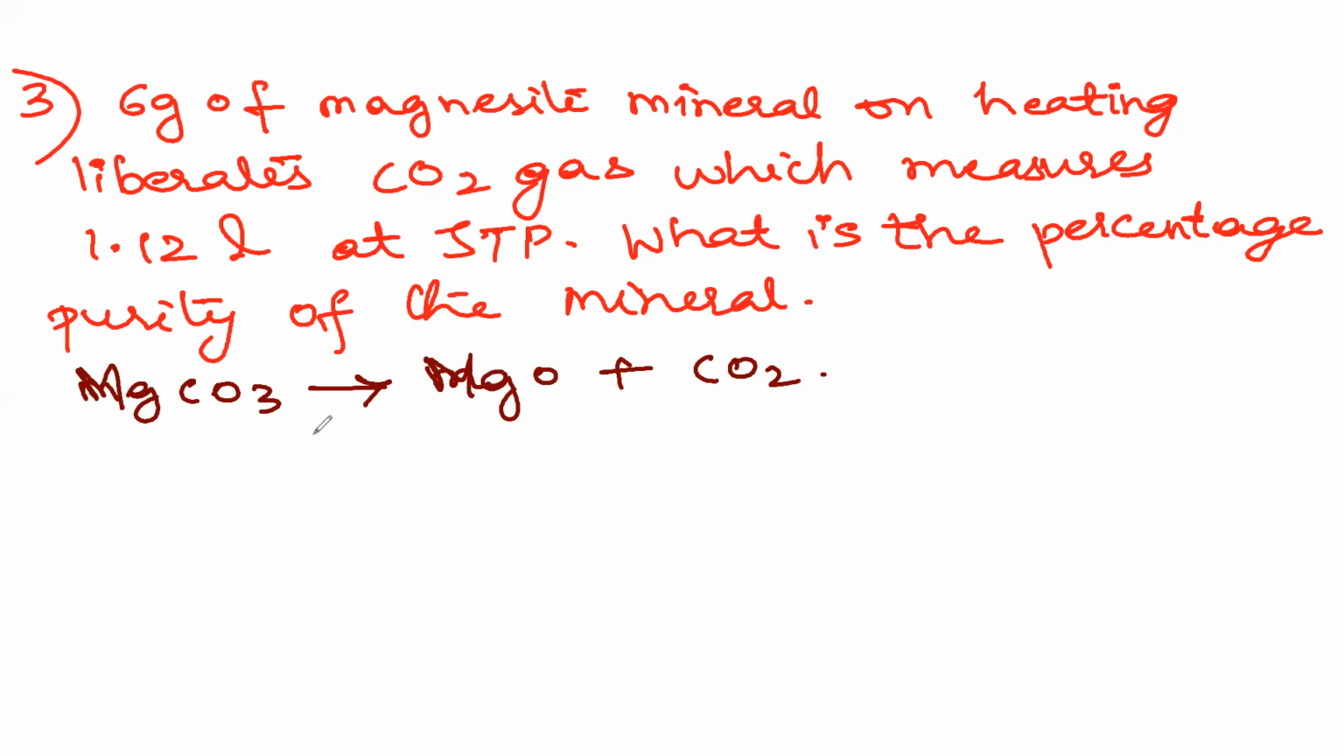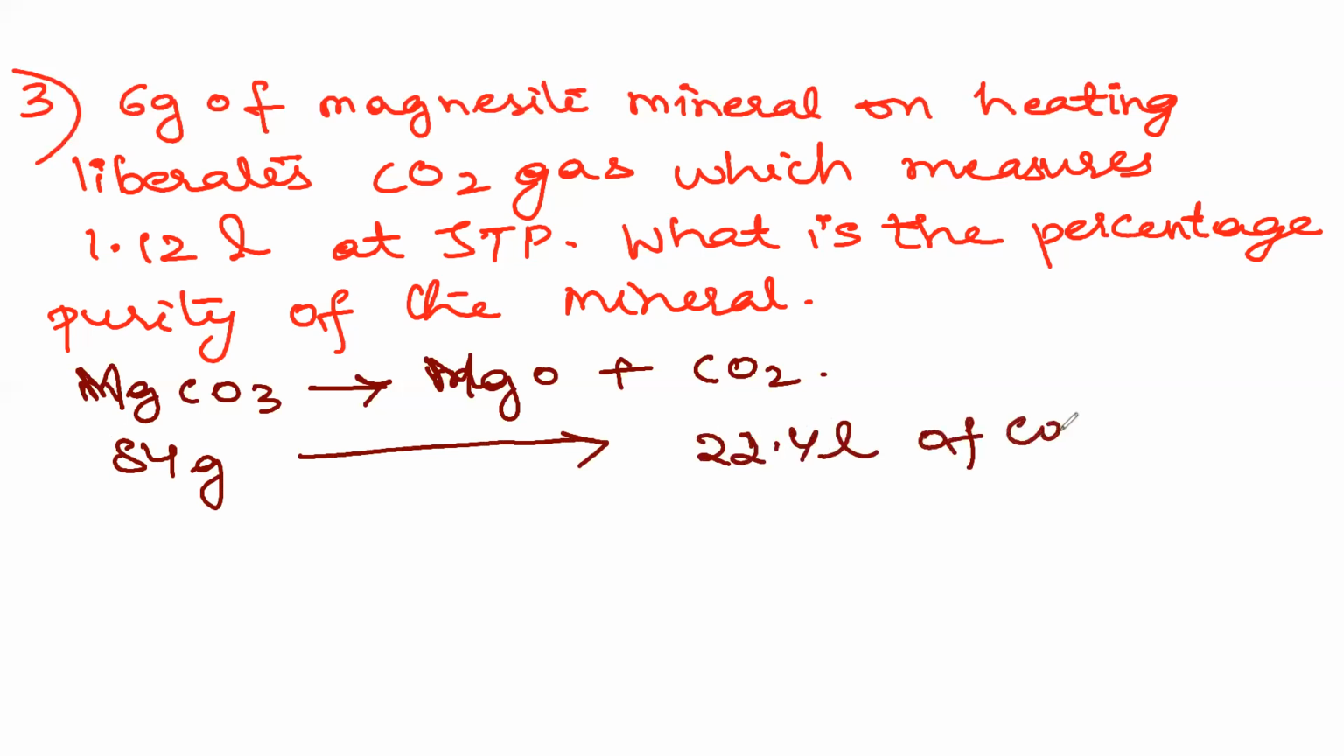Now for the stoichiometric calculation, the weight is 24 plus 12 plus 48. 24 is magnesium, carbon is 12, plus oxygen is 16 times 3, which is 48. So 1 mole of magnesium carbonate is 24 plus 12, 36, plus 48, equal to 84. So 84 grams of magnesium carbonate gives 22.4 liters of carbon dioxide gas. This is the generalized equation.